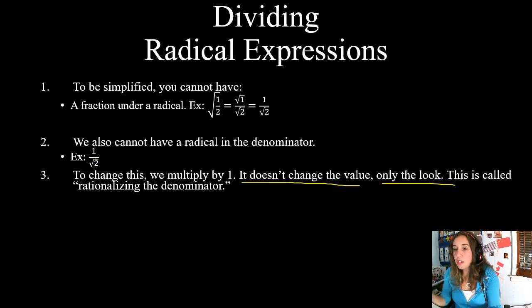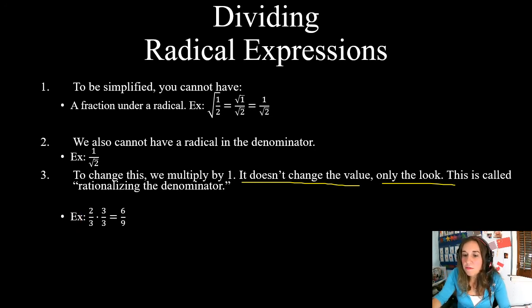So this is perfect. So let's look at an example. Let's forget about radicals for a second. Let's look at an example just so I can show you that it doesn't actually change the value. It just changes the look. Let's look at the fraction 2/3. Let's say I want to rationalize this. I want to multiply by a factor of 1. So here's my factor of 1, 3/3. We can all agree that that's equal to 1, right? So in essence, I'm just taking 2/3 and multiplying it by 1.